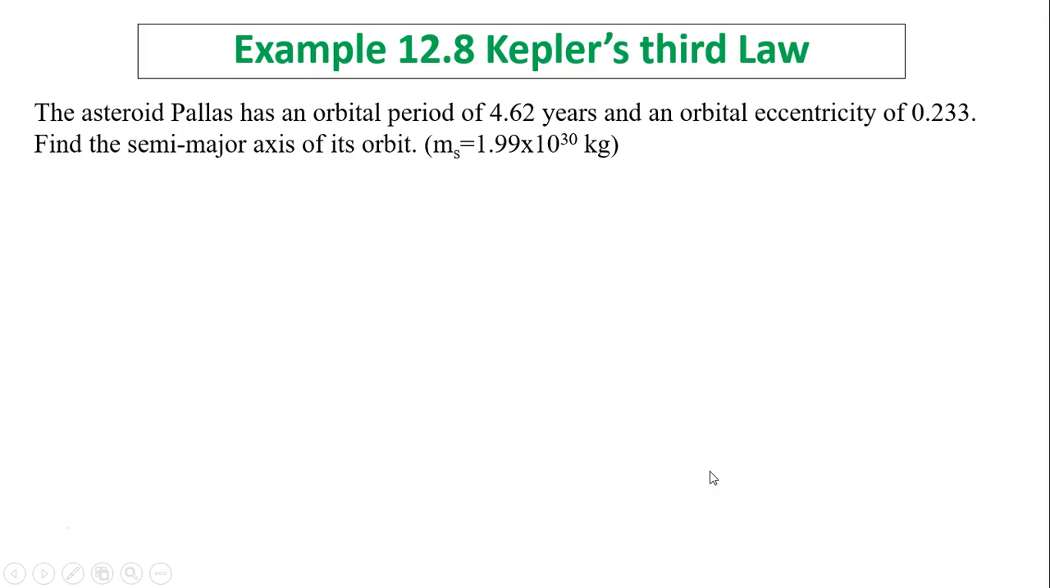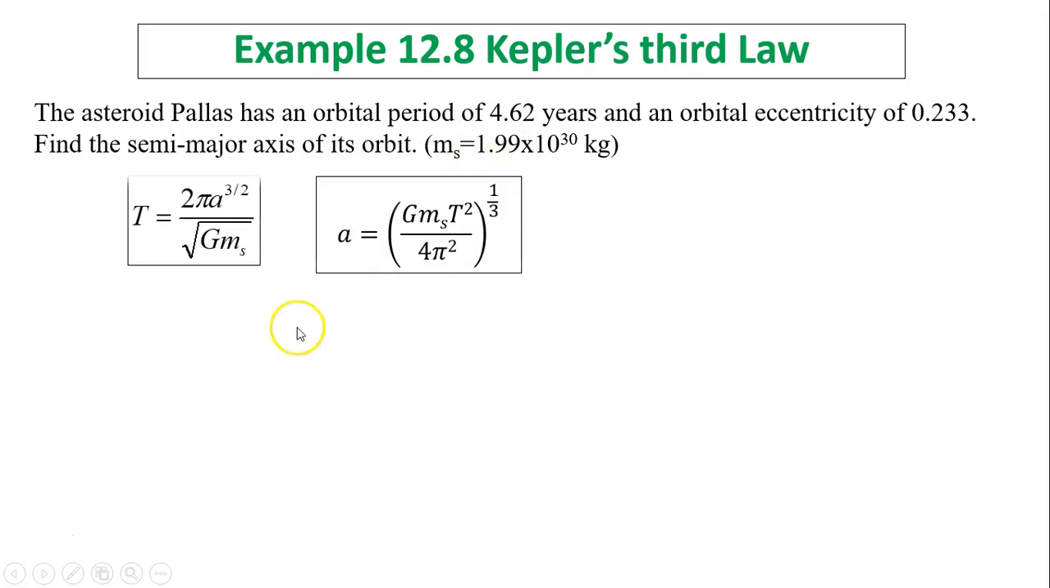Another example: the asteroid Pallas has an orbital period of 4.62 years and an orbital eccentricity of 0.233. Find the semi-major axis of its orbit. So we know the period, we know the mass. From that equation, we can find the semi-major axis: a equals (G Ms T squared divided by 4 pi squared) to the power of 1/3.